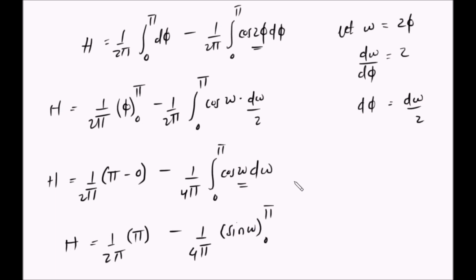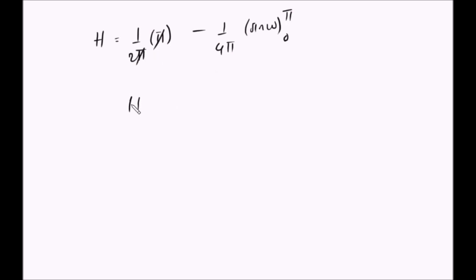So our h now, let me start a fresh page. So we have reached here that h is equal to 1 over 2 pi times pi minus 1 over 4 pi times sin of w from 0 to pi. So pi and pi cancel. So our h is going to be 1 over 2 minus 1 over 4 pi. So you insert the limits. By the way, w we said is what? 2 psi. So it will be sin 2 psi from 0 to pi. So now you insert the limits of integration.